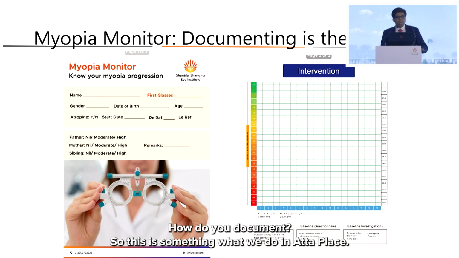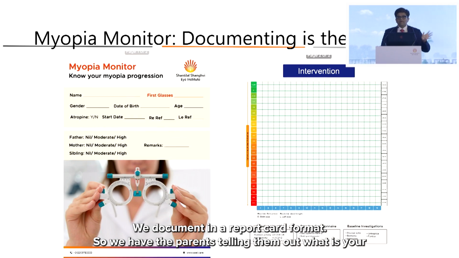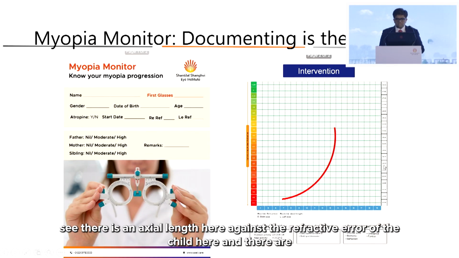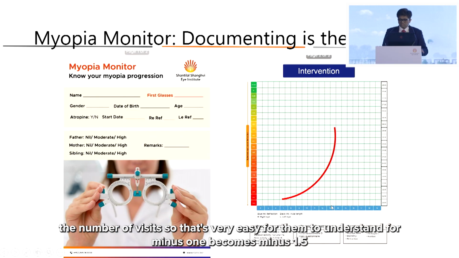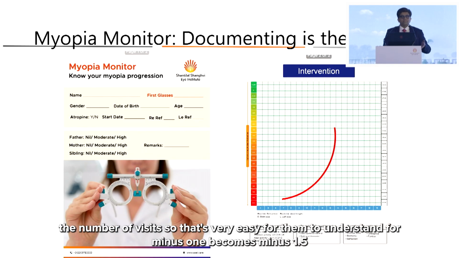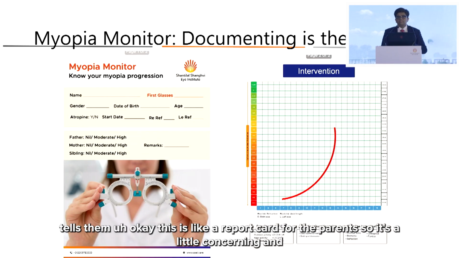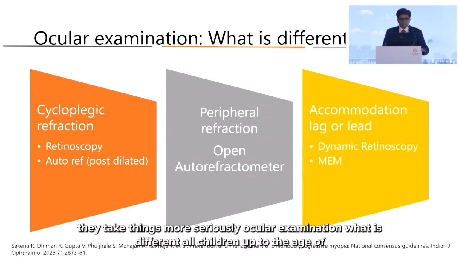How do you document? This is something we do at our place. We document in a report card format. We show the parents what the myopia progression of their child is. We draw these curves, showing the axial length against the refractive error of the child, and then the number of visits. So that's very easy for them to understand. For -1 becoming -1.5, the parents may not mind much because the child hardly complains, but this curve actually tells them, okay, this is like a report card for the parents. So it's a little concerning and they take things more seriously.